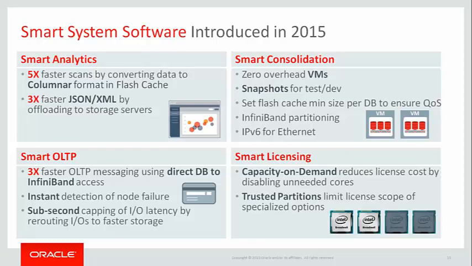On the smart licensing side, we offer two different features for customers to optimize on licensing. One is capacity on demand, where you only enable the cores that you need. And the second is trusted partitions, which, if you have created an OVM on Exadata, you can only allocate the number of cores for which you have license to that particular OVM and use that feature inside that OVM. It acts as a trusted partition, and thereby you can limit the license scope.